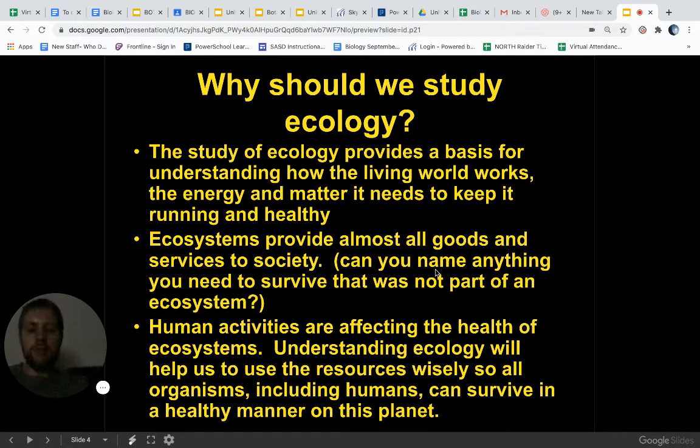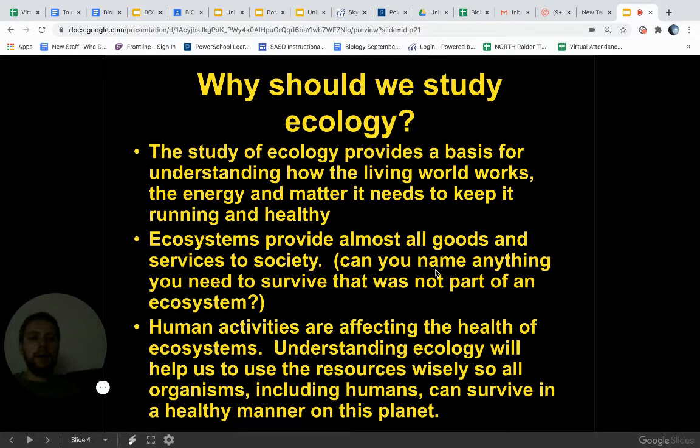So ecosystem services could range from clean water to clean air. Is there anything you can name you need to survive that isn't part of an ecosystem? And I would challenge you to do so, because even things in my apartment, for example, the door that keeps out intruders or whatnot is made of wood. My roof is made of plant-based materials like woods and so on and so forth.